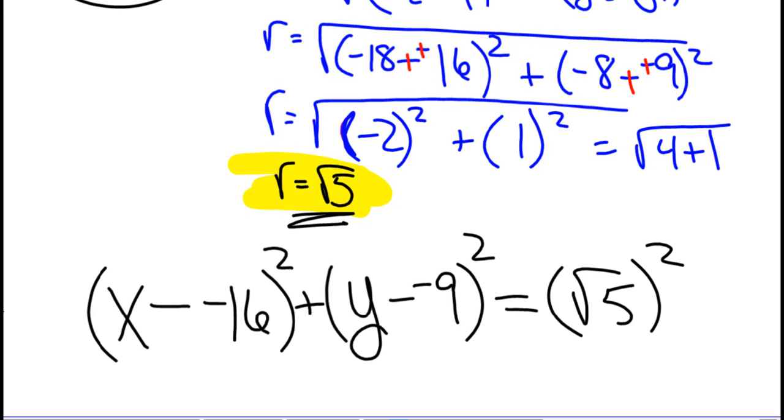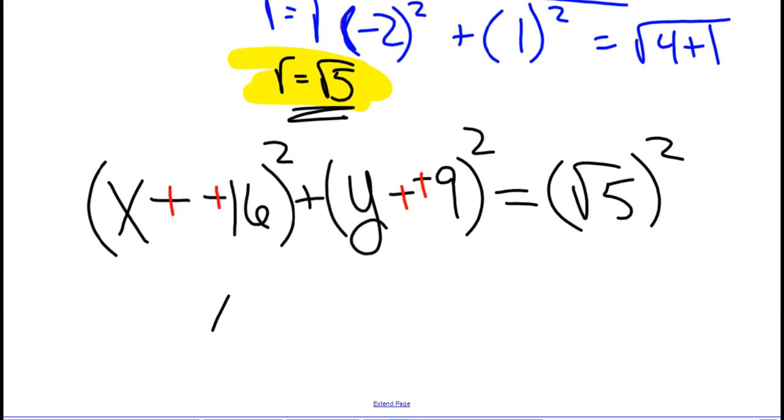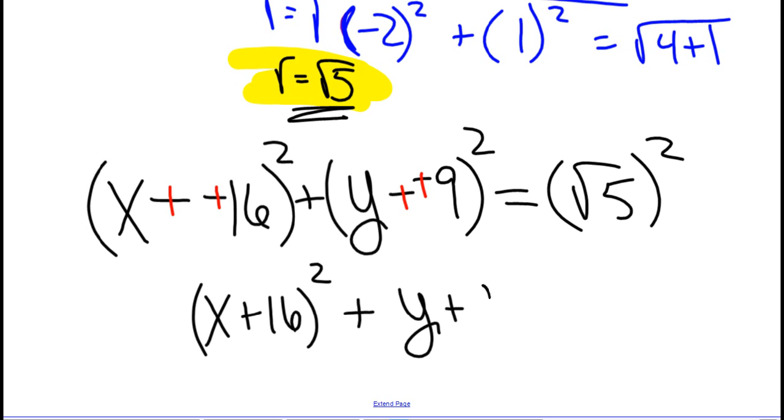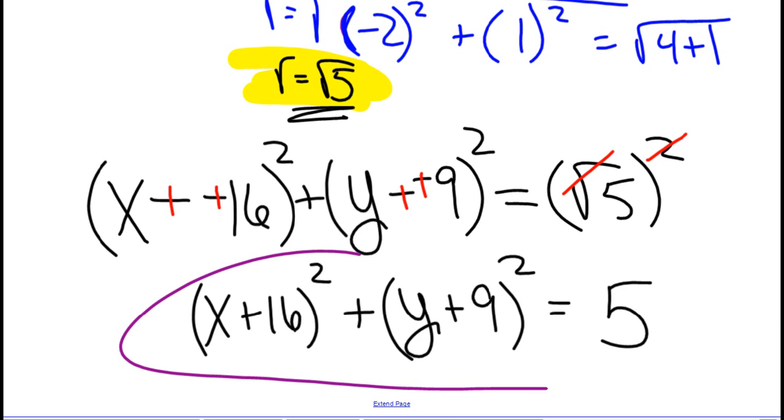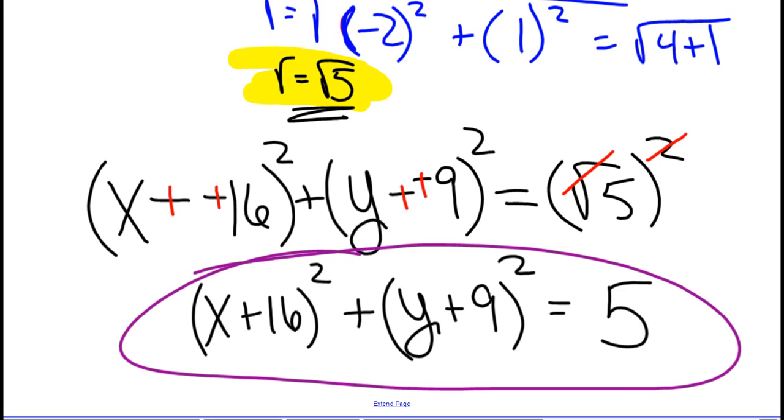And remember, for the last step, we're not actually solving for x or y. We are just making our equation look pretty. Minus a negative is the same as plus a positive, so we'll change that. Our final answer is x plus 16 quantity squared plus y plus 9 quantity squared equals 5. Because it's just one term, the radical and the exponent cancel each other out. So our final answer is that right there.